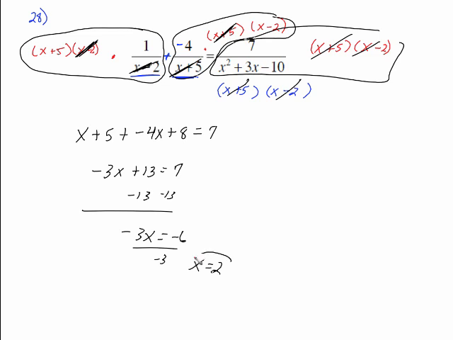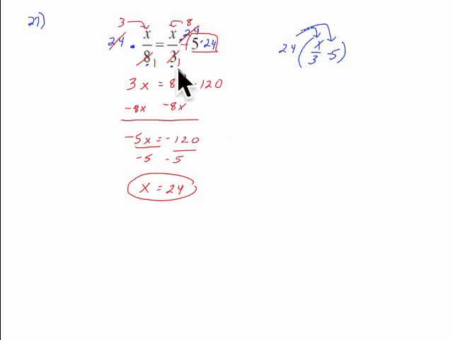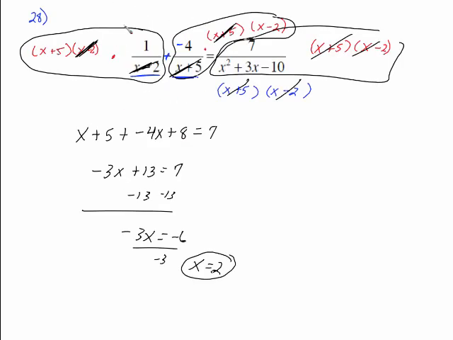Now there's something we need to do on this one that we didn't have to worry about on this one. These denominators were both whole numbers. These denominators contain variables. We cannot end up with 0 in the denominator, so you have to take your answer and plug it back into the original problem and see if anywhere creates 0 in the denominator.